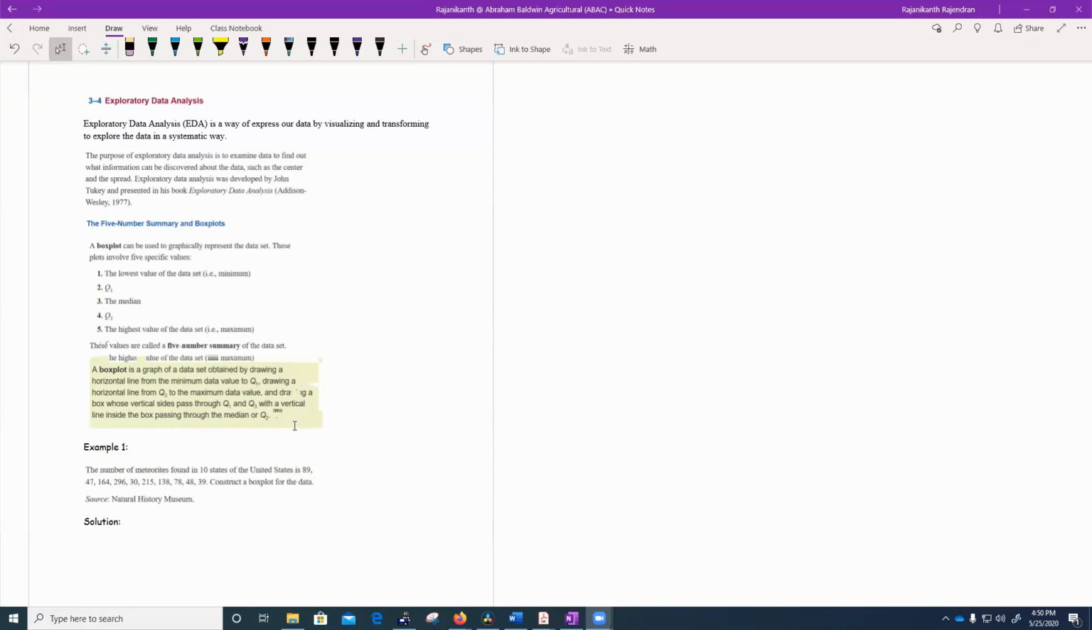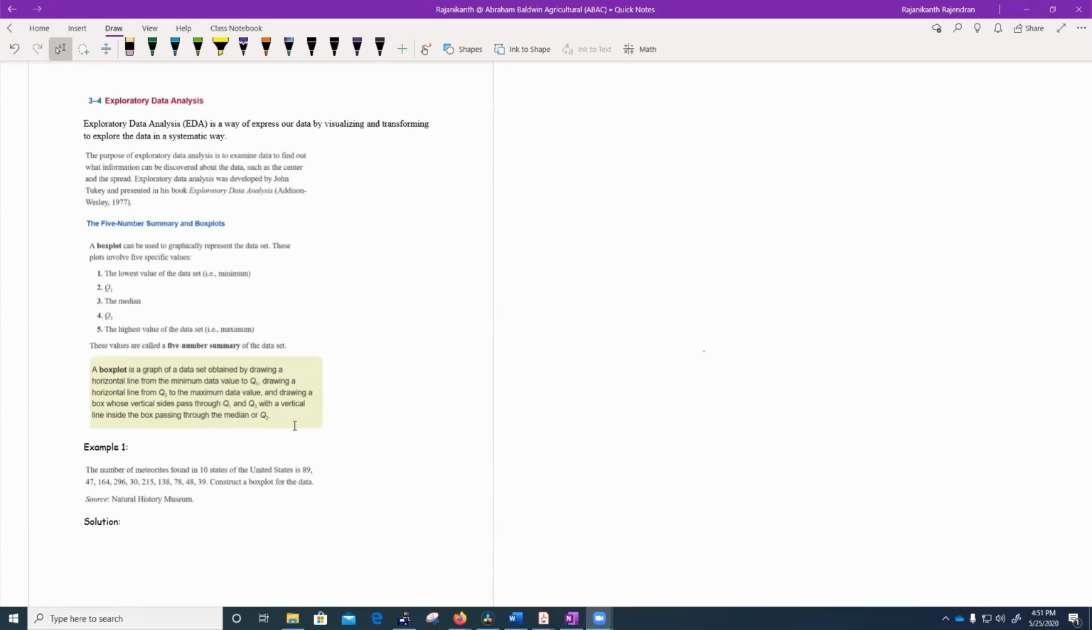Okay, let's get started. This is section 3.4. So this is about exploratory data analysis. Exploratory data analysis is nothing but the way of expressing the data summary in terms of a picture. If you display the data summary in a picture, that is called exploratory data analysis.